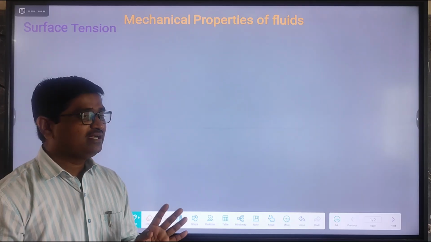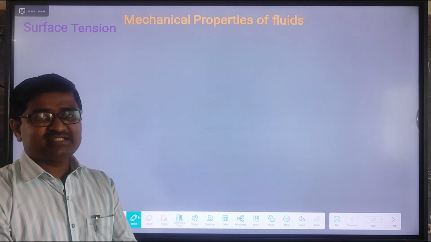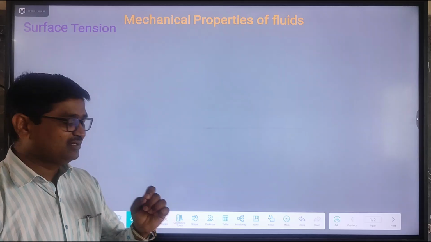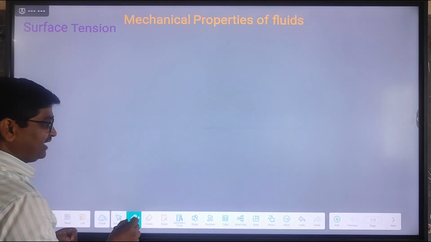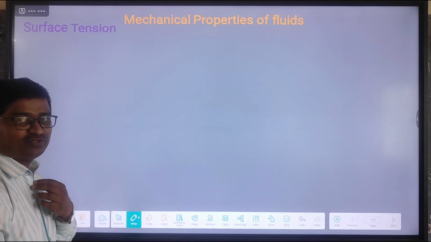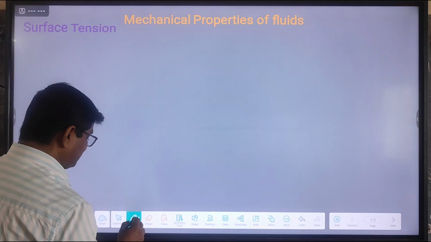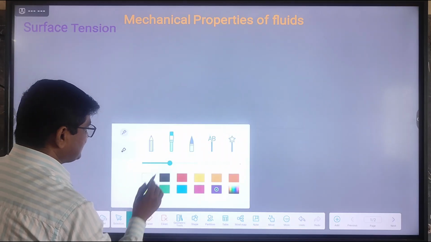Get it clear? Now after that, let's discuss the new point from this chapter, that is an important point from this chapter according to board examinations and all competitive exams. That is a very important point. Let's get started.